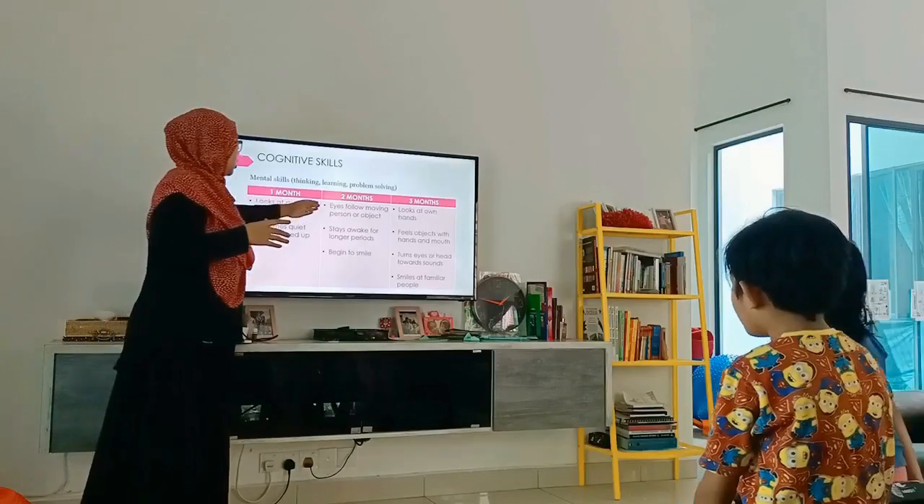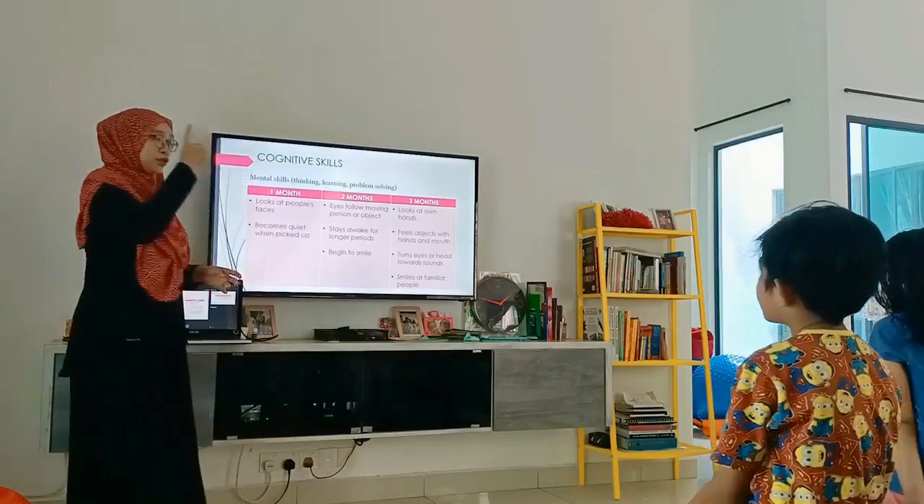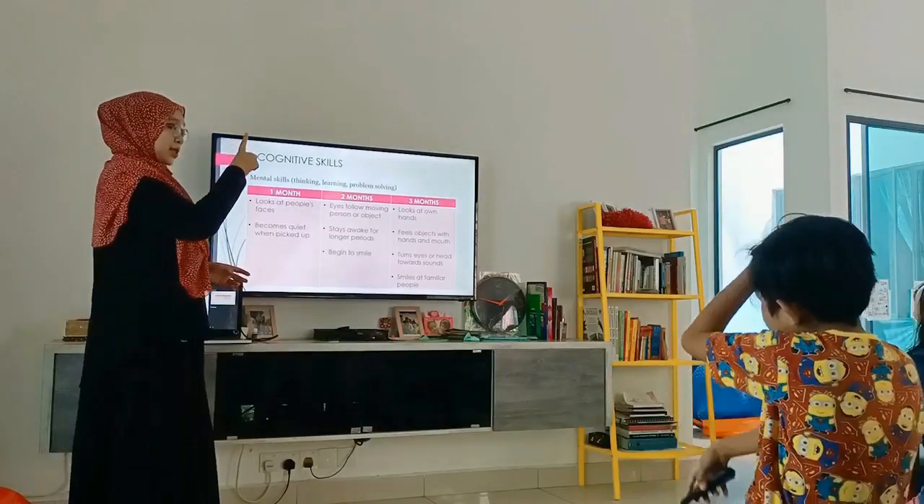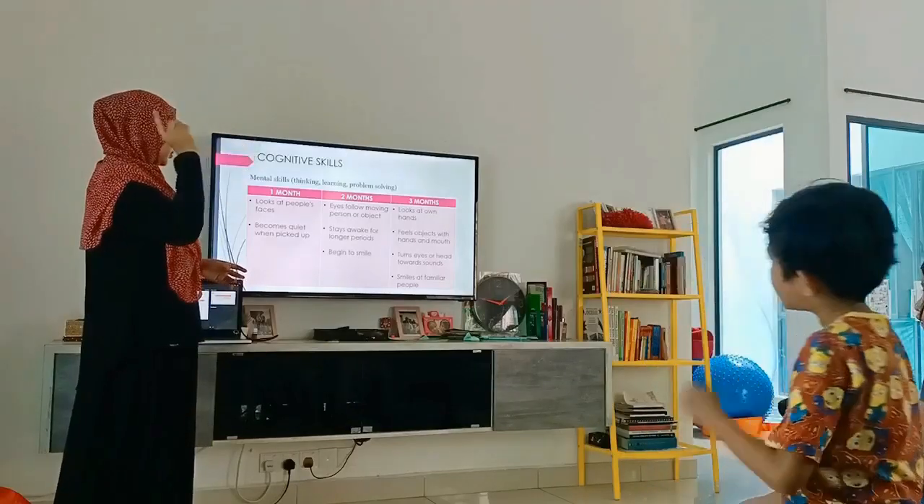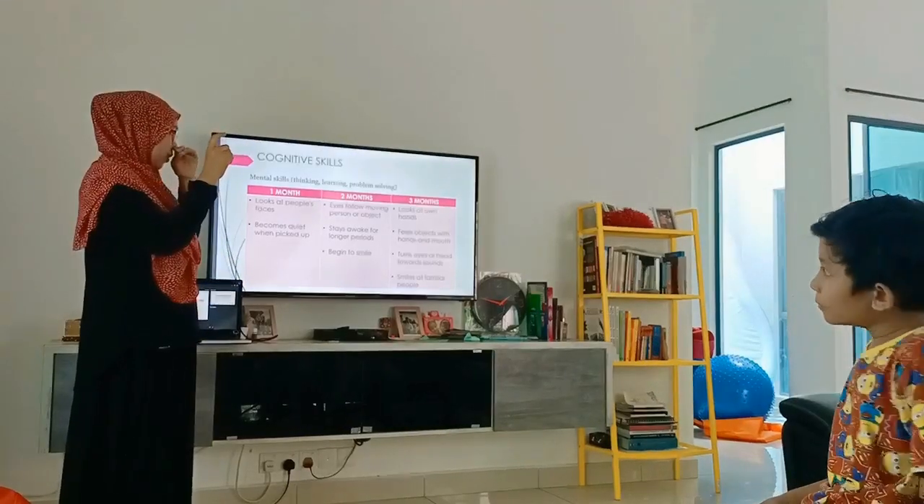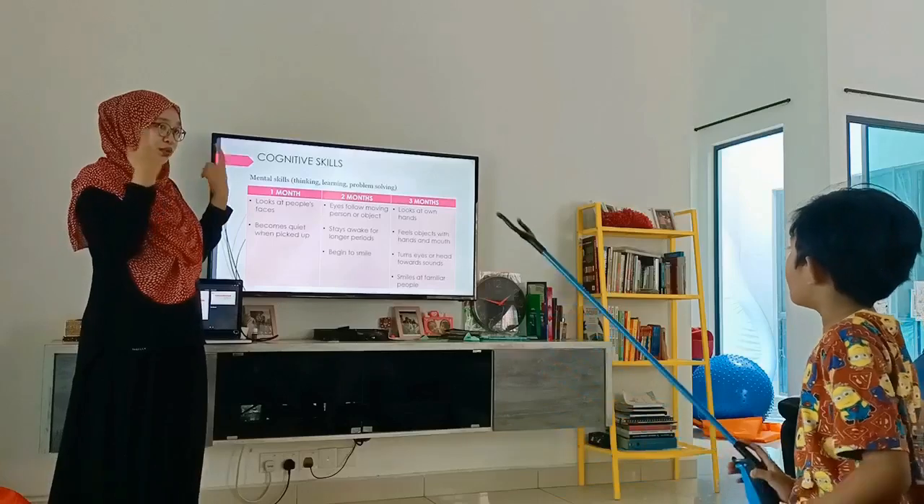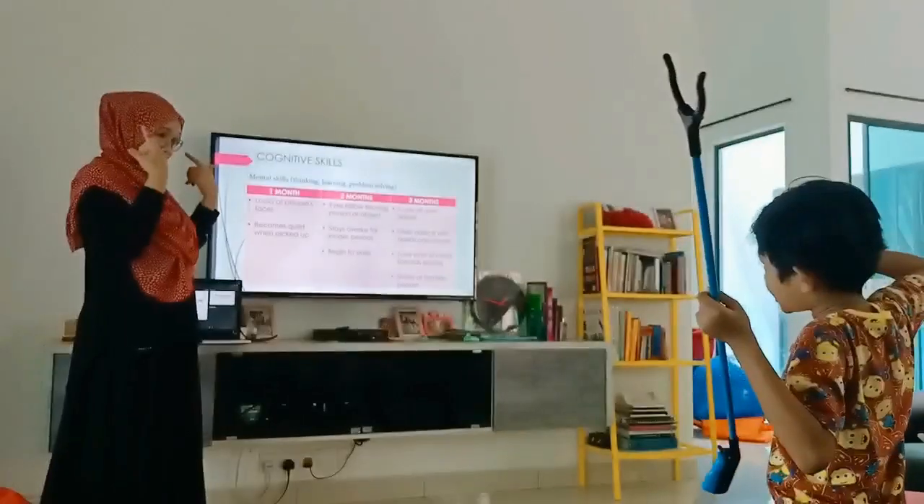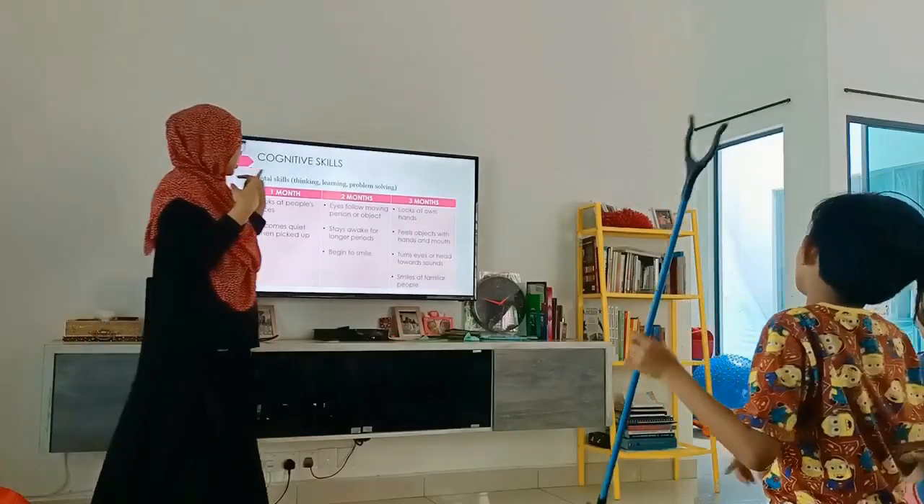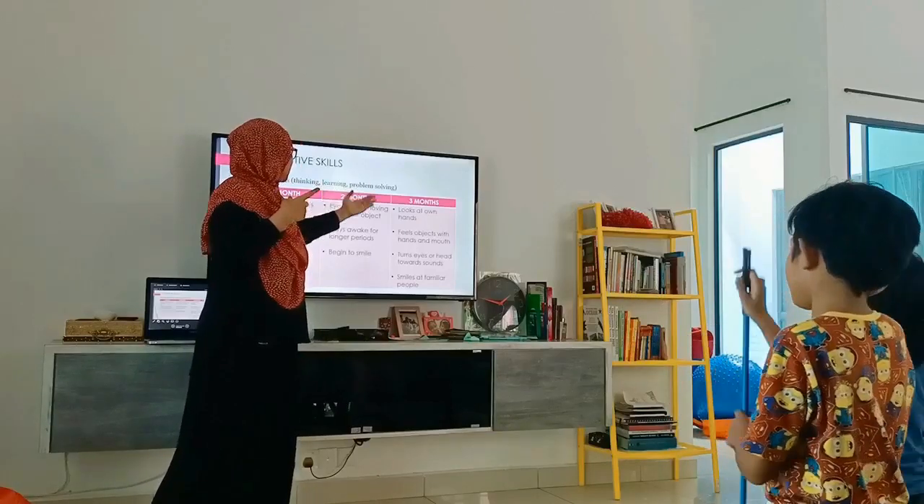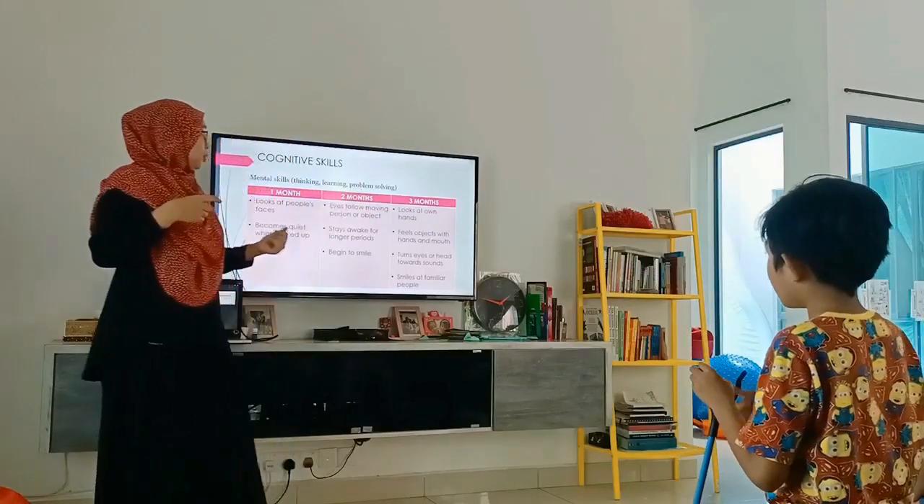Okay. 2 months old, they are able to follow a person and an object that is moving. They stay awake for longer periods and they start to smile. Okay. What is the cognitive skill of 3 months old?